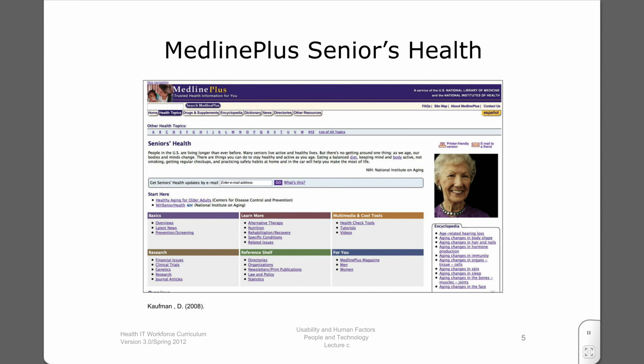In general, MedlinePlus is an excellent site for health consumers. This page presents content related to seniors' health. It appears to be well organized and effectively presented. Of course, this image is just a static page. You will get an opportunity to interact with it and answer some questions about its usability.